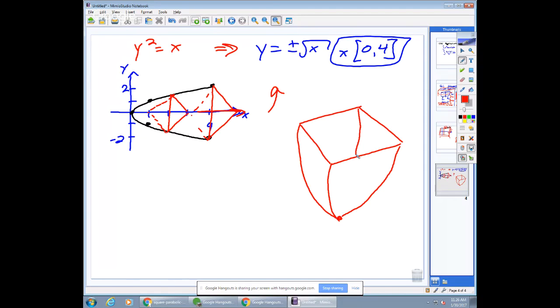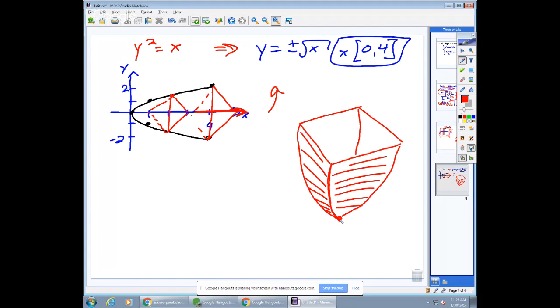Now, since I am sweeping the square through the x-axis, squares have straight sides, right? That means this side right here is flat. This side right here is flat. Every side on this sucker is flat. But these corners, what are the shape of the corners again? They're parabolas, they're half parabolas, yeah.